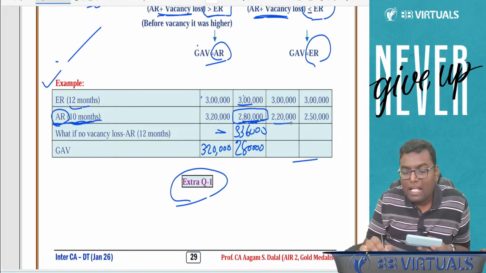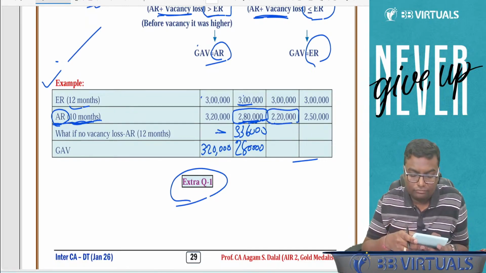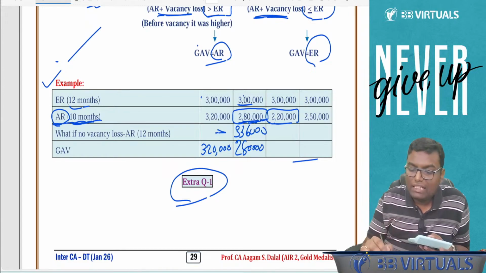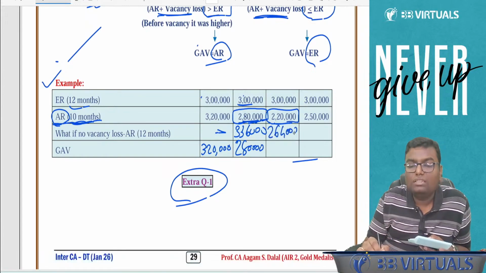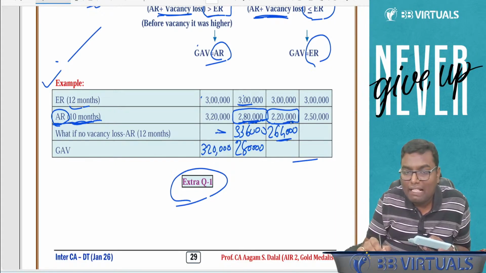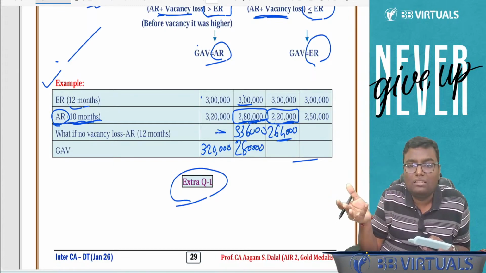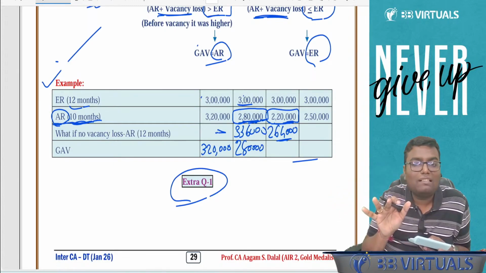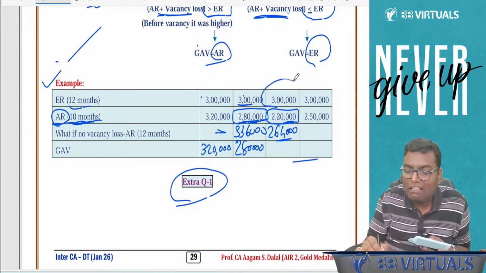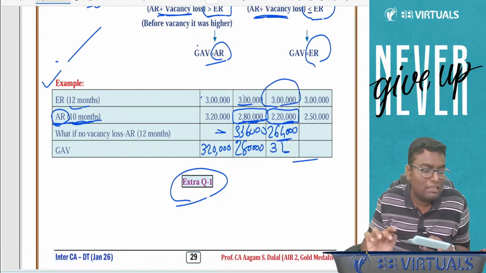Now let's say over here, my actual rent is only 2 lakh 20,000. If there had been no vacancy, then can I say it will be 2 lakh 64,000? Means this is also less than expected rent. Today also it is less than expected rent. It is not because of vacancy. It is because of some other reason. Government will not give me the concession. My GAV will be expected rent. That will be rupees 3 lakh.